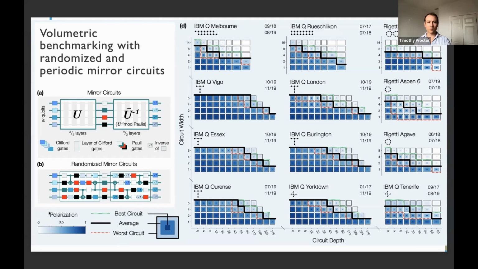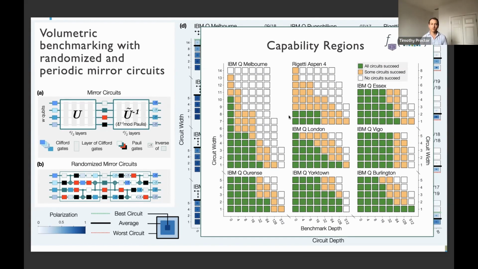We're plotting polarization, which is very closely related to success probability, as you vary the circuit width. This allows you to compare different devices and also to learn things about the kinds of errors going on in these systems. I'm not going to go into what we can learn from these kinds of plots due to the time constraints here. I'm going to talk about a different, simpler plot that we think is really useful for doing high-level summaries of this kind of data.